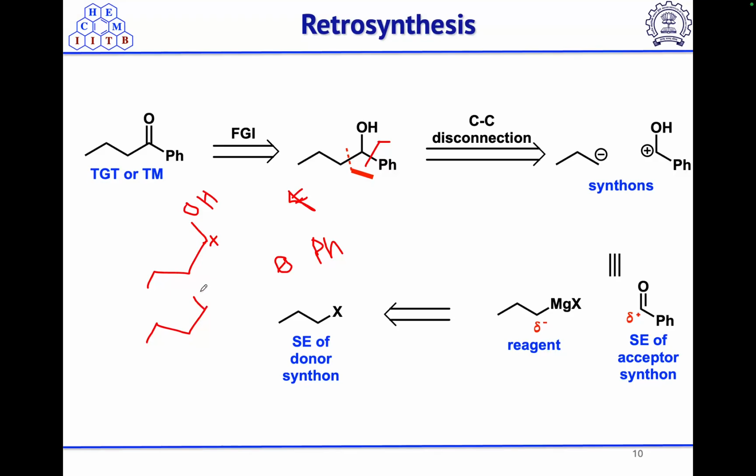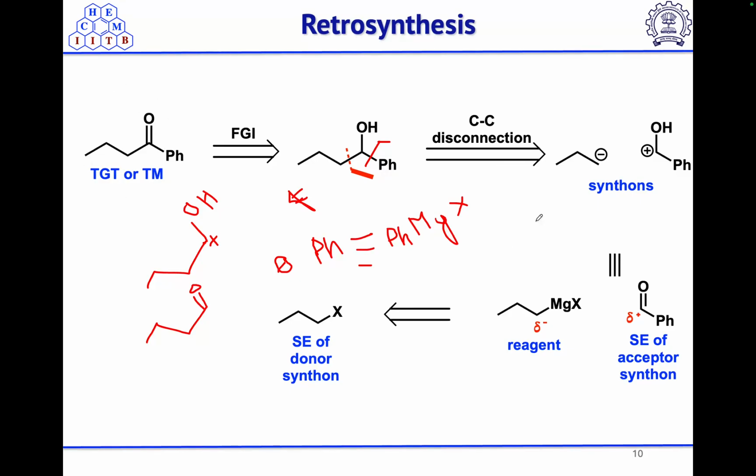And this donor synthon, phenyl minus, we can easily get from phenyl Grignard, phenyl magnesium bromide. Like this, we can also do the disconnection approach. So now we have the two C-C disconnection approaches. In the next slide we'll see the forward synthesis.